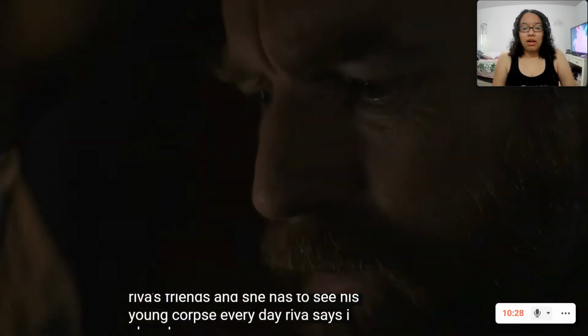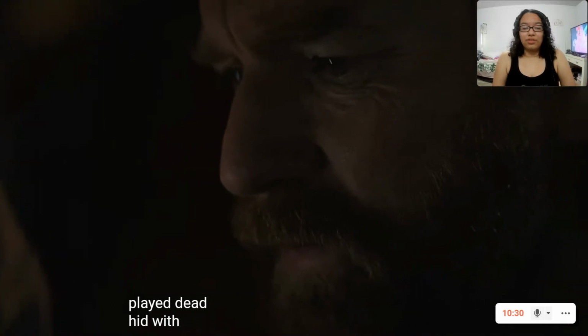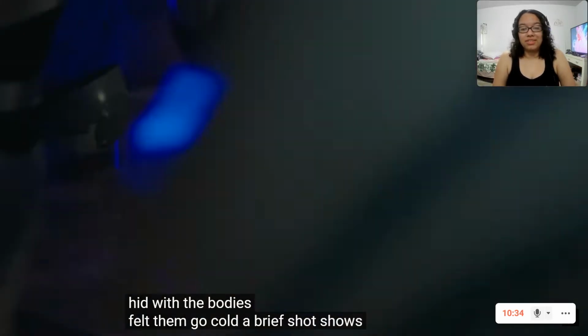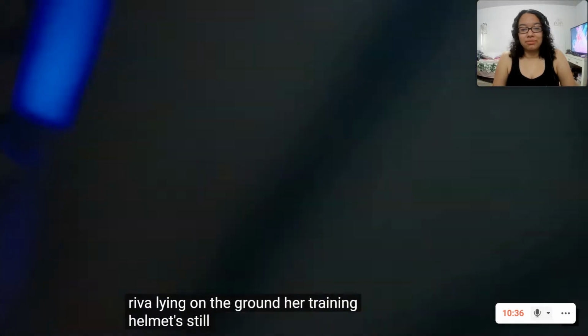Reva says, "I played dead. Felt them go cold." A brief shot shows Reva lying on the ground, her training helmet still wobbling.